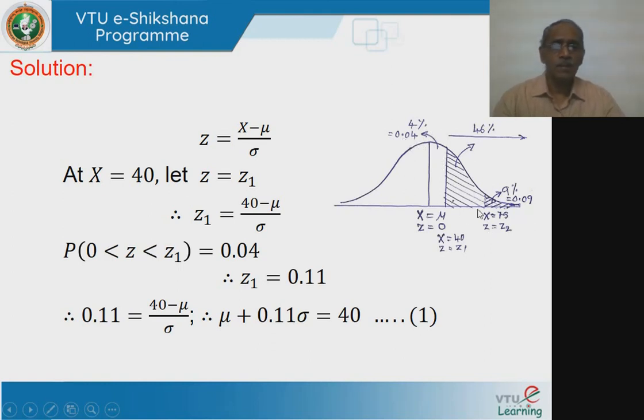Similarly, minimum marks for distinction is 75. So consider the line x is equal to 75 ordinate. So all students those who get marks 75 and above, distinction, they all fall into this area to the right of x is equal to 75, and this is given to be 9%. This area is 9% or 0.09. Now to find the value of mu and sigma, we need to calculate the value of z1 at x is equal to 40 and value of z at x is equal to 75.